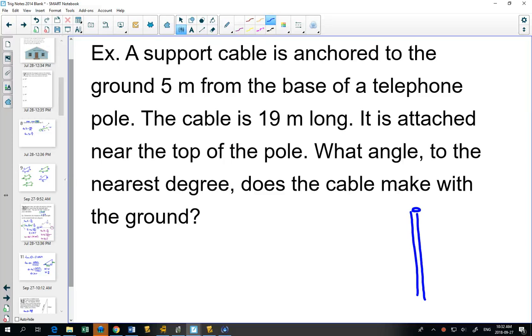5 meters from the base of the ground, there's a cable. So this will be a length of 5, and that's where the cable is attached to the top or near the top of the pole. And the cable is 19 meters long. What angle to the nearest degree does the cable make with the ground? So the cable and the ground, they're talking about this angle here.